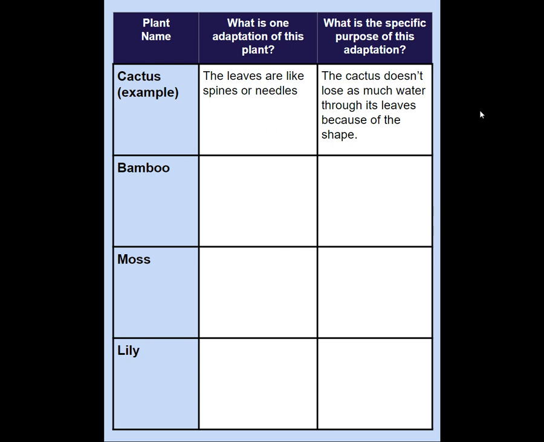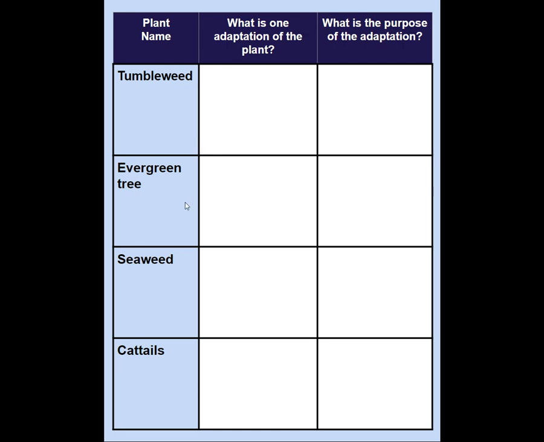So what you need to do now is go, and you're just going to Google it. You're going to say something like, what is the adaptation of bamboo? Or what is an adaptation of moss? You're going to do those, the lily. You're going to go on and do tumbleweed, the evergreen tree, seaweed, and cattails. Again, in the middle, you're going to tell me what is one adaptation of the plant. Some plants will have several different adaptations. You just need to choose one. And then on the right side, again, you're telling me the specific purpose of that adaptation.